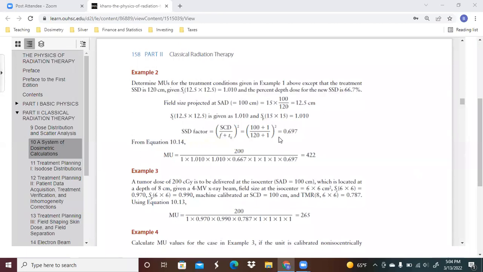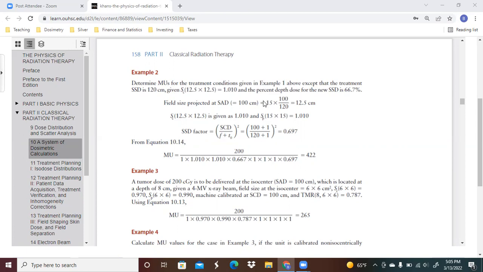Next, we come up to example 2. We're going to determine the MUs for the treatment conditions given in example 1 above, except that the treatment SSD is now 120. The given collimator scatter at 12.5 times 12.5 is 1.010. And the percent depth dose for the new SSD is 66.7. So the field size projected at SAD is going to be 100 cm.